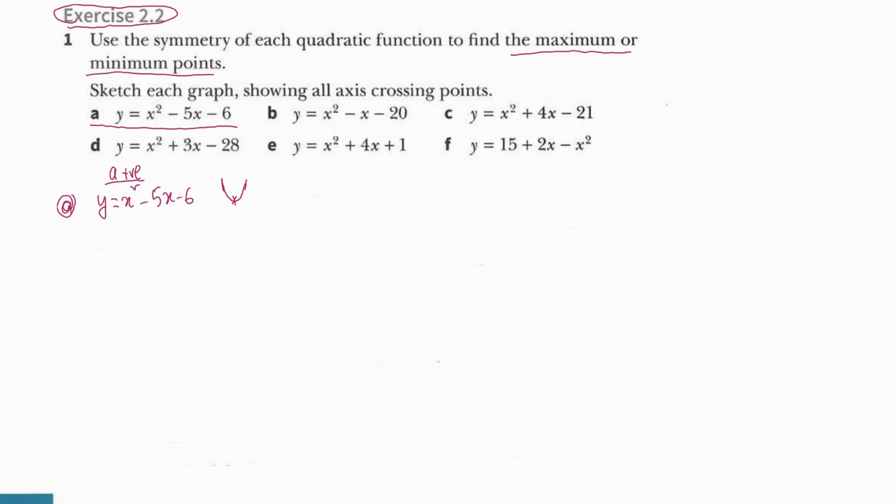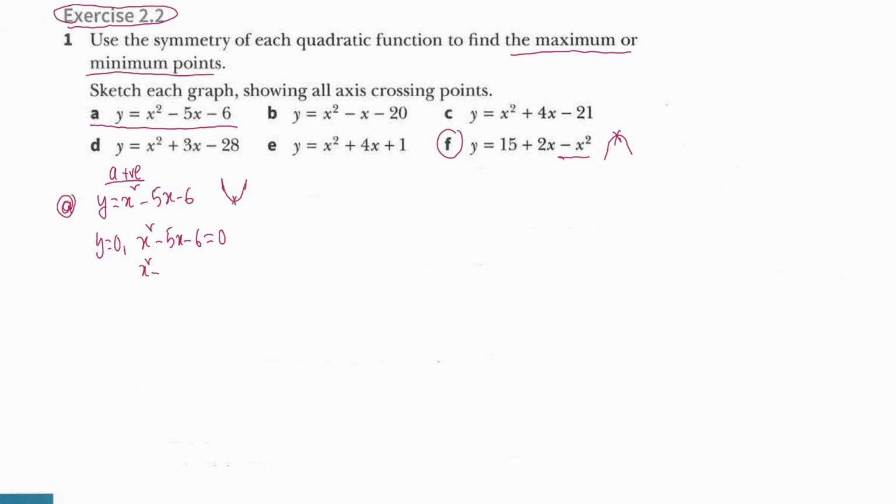When a is negative, say in question number F, where the x squared coefficient is negative, the shape looks like that, and it has a maximum point. So for the first question, use the symmetry of the quadratic equation. How do we get the line of symmetry? We consider y equals 0, so we get x squared minus 5x minus 6 equals 0. Let me find the two x values from here.